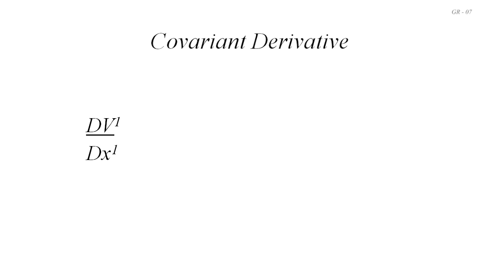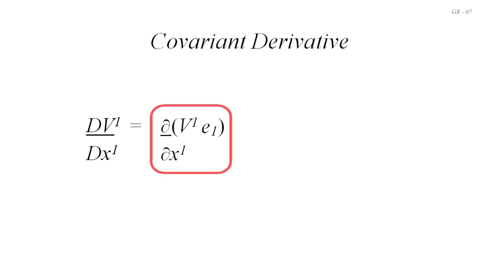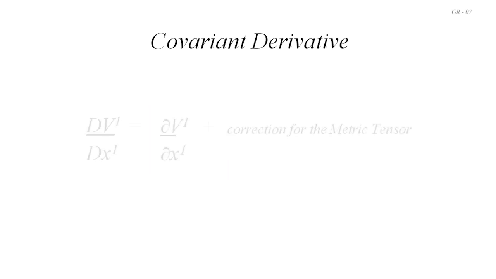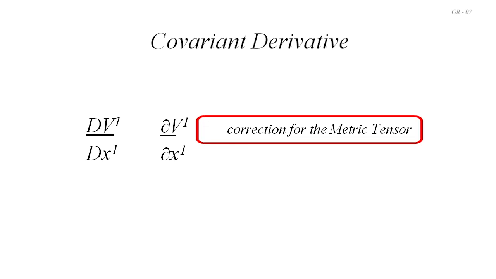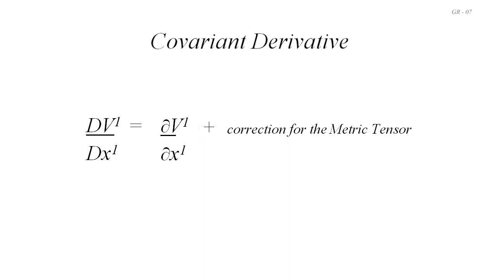In very simplistic terms, it could be said to be this: the real way in which the component vector size changes with position x1, because this is just that, the real way in which the component vector size changes with position x1. This could be written, of course, like this, as the measured derivative plus some positive or negative correction term.